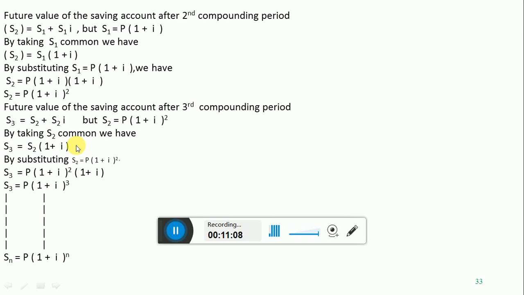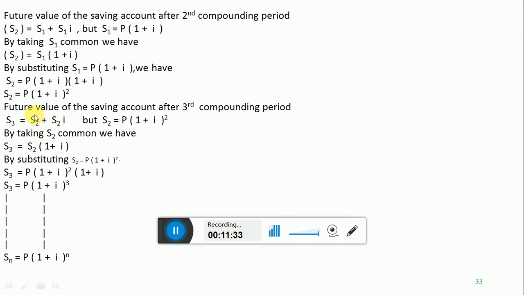Now this is the future value of the savings account after the third compounding period. Using the future value formula, Sn is equal to P plus Pi, but now n is the third compounding period, so S3 is equal to S2 plus S2 i.